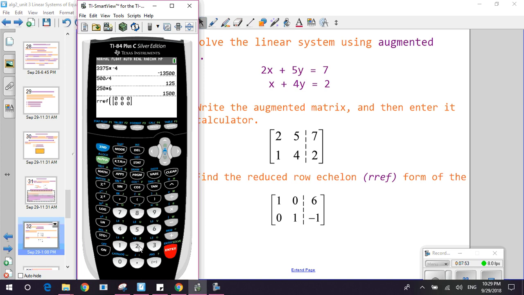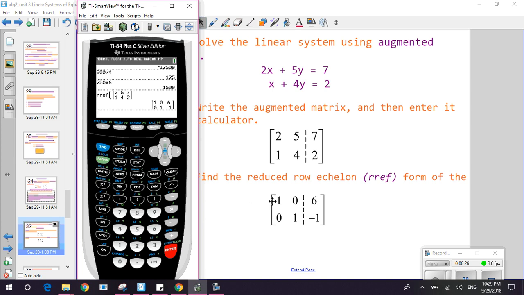So starting with 2, arrow, 5, and then 7. And then arrow again to get down to the bottom row. So 1, 4, 2. Hit enter. And now you see the RREF form of the matrix that we entered.